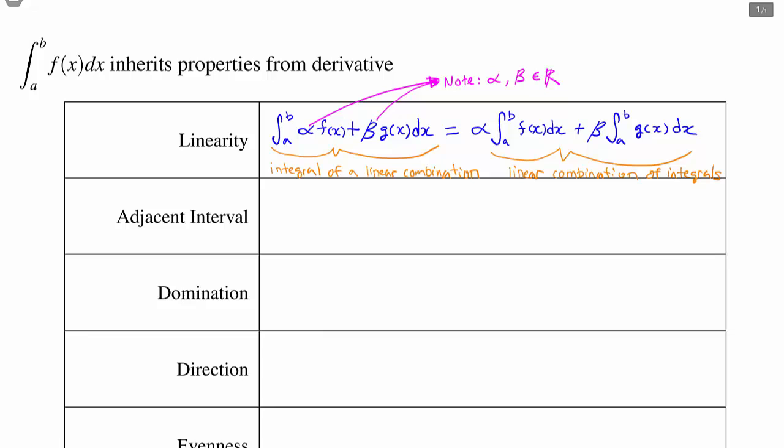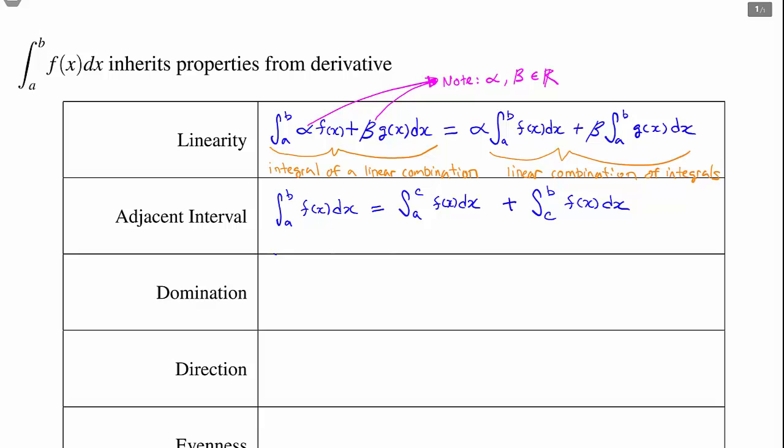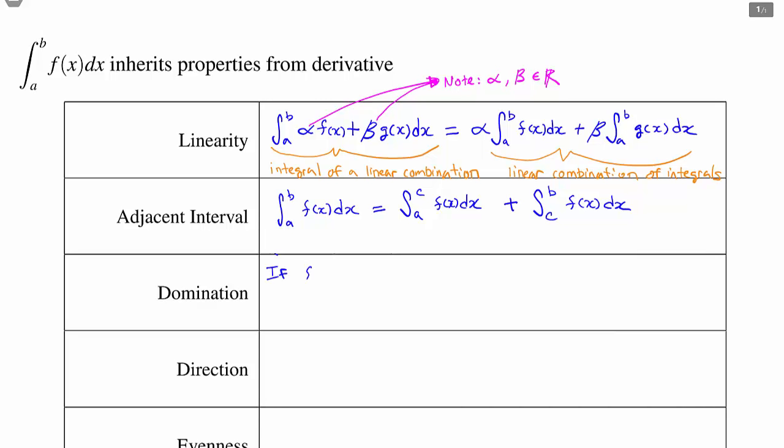It also inherits the adjacent interval property. So if you wanted to integrate from a all the way up to b of f, you can integrate from a to c of f. Then you could pause, get a snack, have a beer, come back, and then you could integrate from c to b of f. Domination. If we have two functions that we want to integrate, and one of them, f, is always less than or equal to g on the closed interval of interest, then the definite integral of f is less than or equal to the definite integral of g.